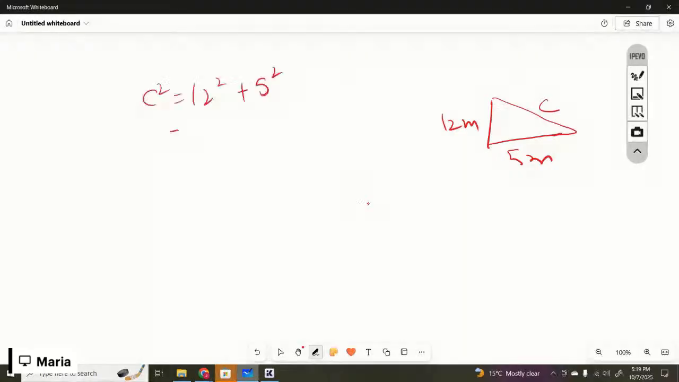12 square is 144 and 25. That is 169. c square is 169. So c. Okay, you can complete the lesson by yourself later today.